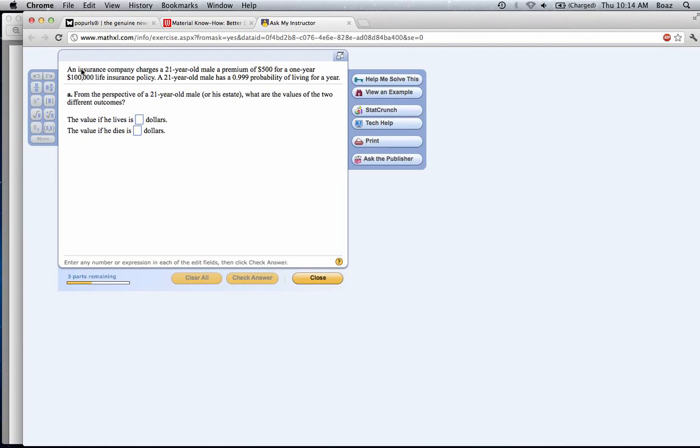So we're told here that an insurance company charges a 21-year-old male a premium of $500 for a one-year, $100,000 life insurance policy. And a 21-year-old male has a 0.999 probability of living for 1 year. And this is actually a really common type of problem used in the insurance industry.